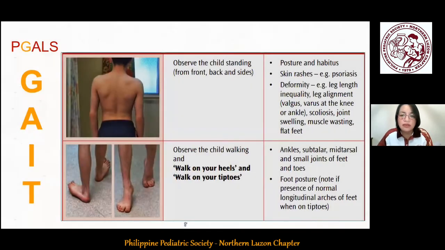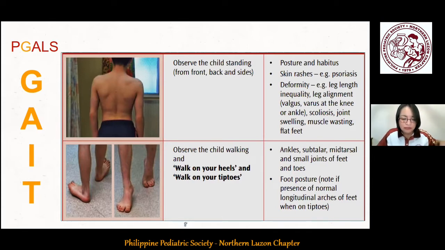Okay. So we start by observing the child standing. So we examine his back for posture, rash, and deformities, followed by letting the patient walk normally. Then let the patient walk on his heels for a few steps, then walk on tiptoes for a few steps. This is to assess the gait as well as the joints of the foot. Those with affectation of the small joints of the feet will not be able to do this properly.